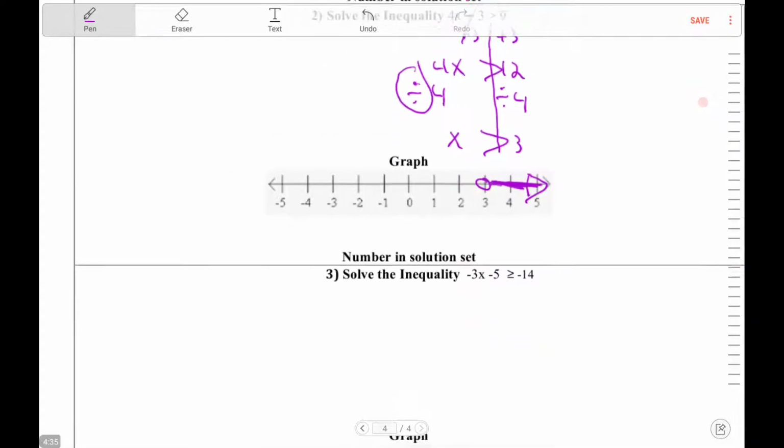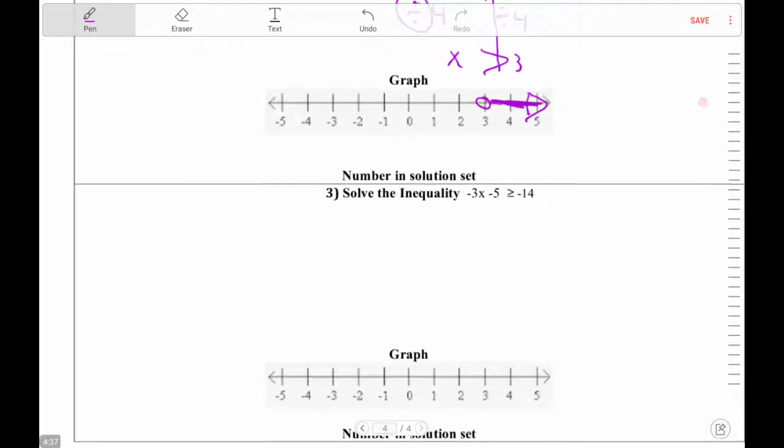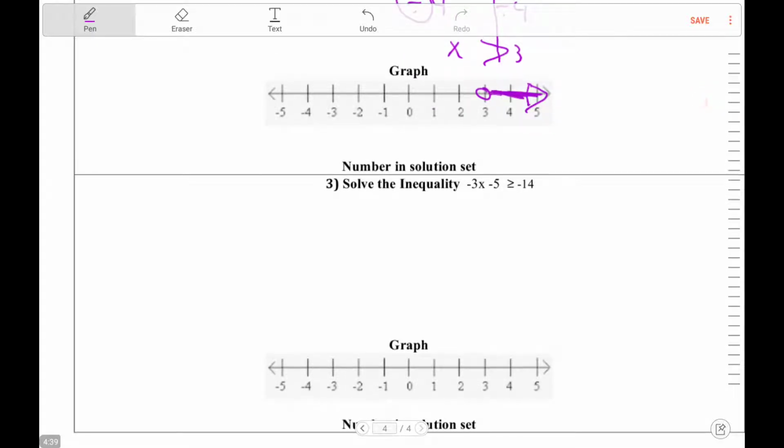Okay, last one. Okay, first inverse operation. We are subtracting 5, so I'm going to add 5. Negative 14 plus 5, that is negative 9. These cancel, so I bring down the negative 3x.